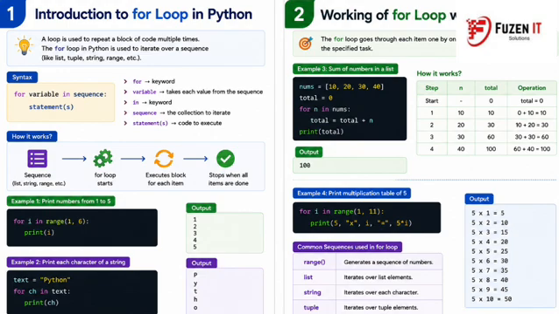For the second slide, working of the for loop. The loop takes one value at a time from the sequence, executes the code, then moves to the next value. This process continues until all items are completed. We can also see the example like numbers equals 10, 20, 30, and 40. Total equals 0. For n in numbers, total equals total plus n. Then the output will be 100. Finally, the total becomes 100.